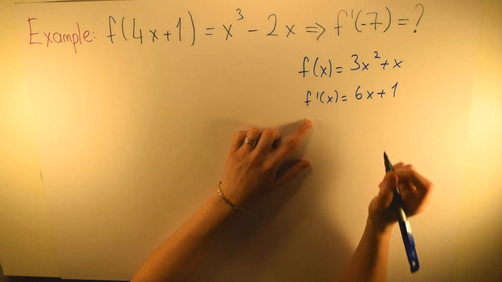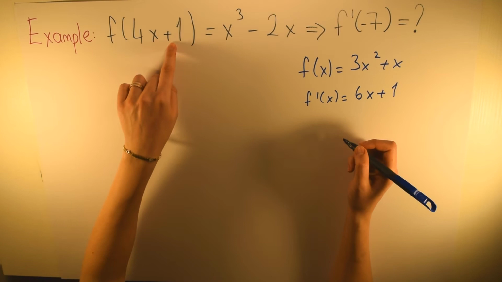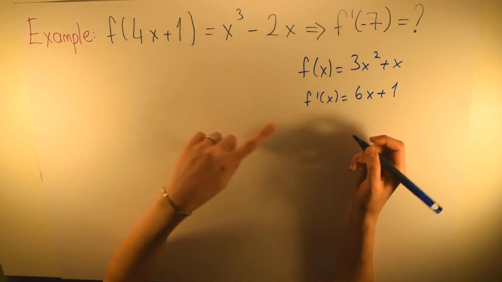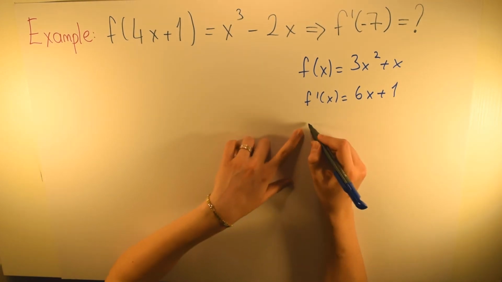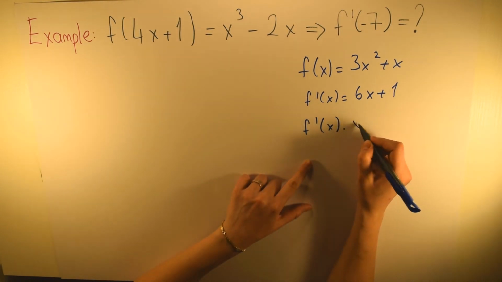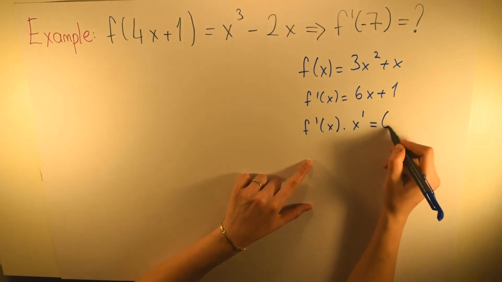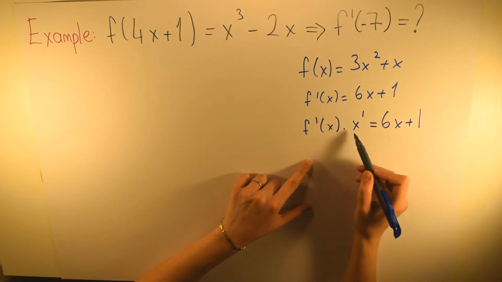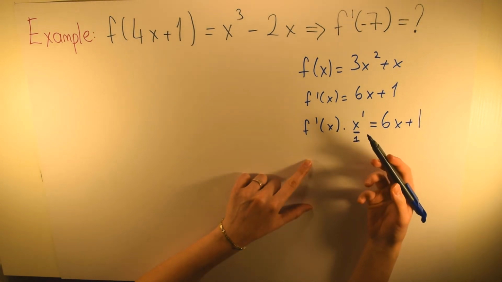It's very simple. But what if we have a function like this, f of 4x plus 1? How can we take the derivative of this function? Actually, in this example, this should be written as the derivative of f of x times the derivative of x, okay, is equal to 6x plus 1. But since the derivative of x is equal to 1, we don't need to write it every time, okay?